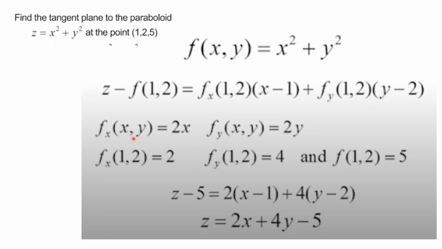The partial with respect to x is going to be 2x. The partial with respect to y is going to be 2y. So when I put in this point, I get 2. And substituting here, I get 4. And this, of course, was 5. So this is z minus 5 is equal to 2 times x minus 1 plus 4 times y minus 2. And solving this, I get z is equal to 2x plus 4y minus 5.